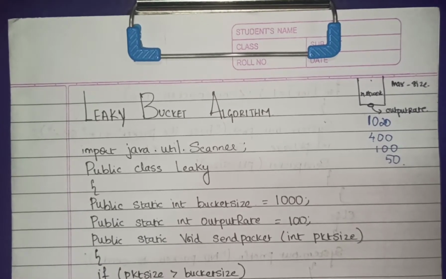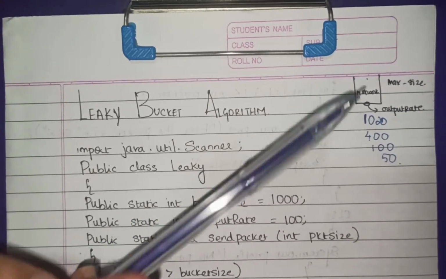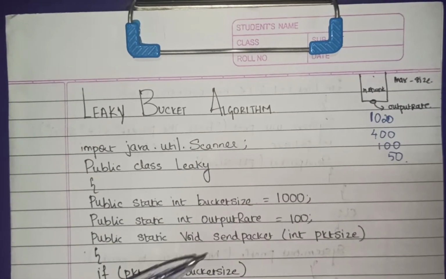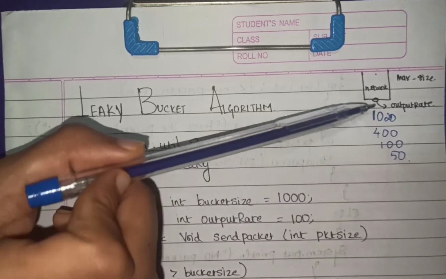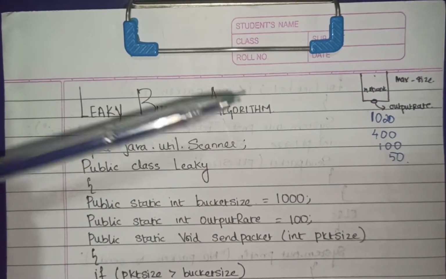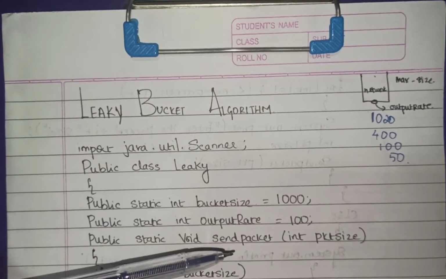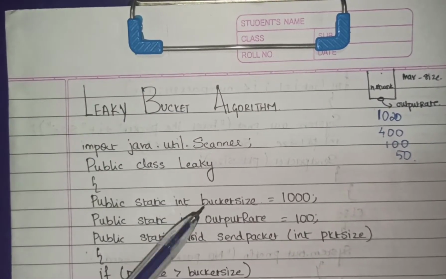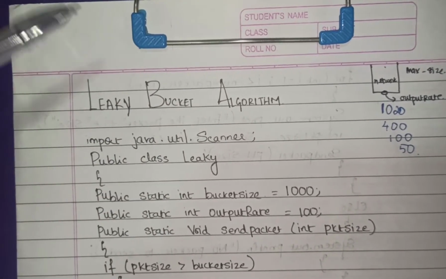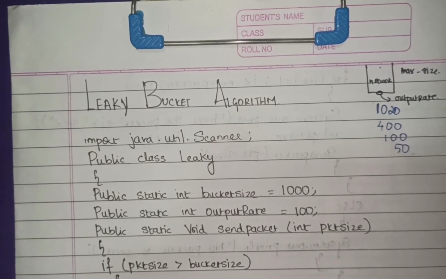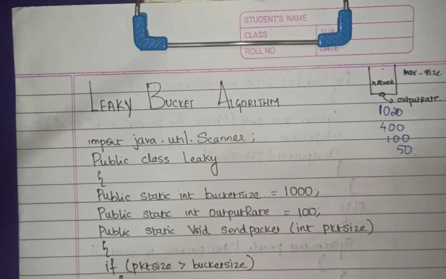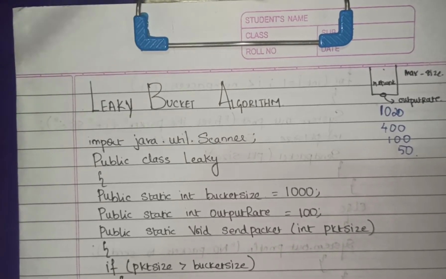Suppose we take an example where you have a packet size of 1020. Now we have set the bucket size to be 1000. Seeing both the values, 1020, the packet size that you're sending, is greater than the bucket size itself, that is 1000. So you can't put this packet inside the bucket, as it will cause the bucket to overflow. That is why the program will have the statement: the bucket will be overflowed.